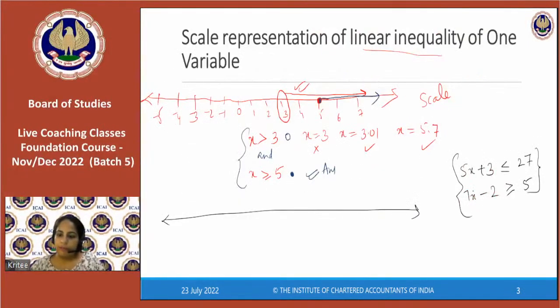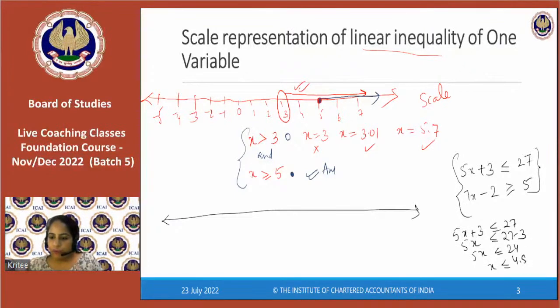So here, I'm giving you a question: 5x plus 3 to be less than or equal to 27. If I have to solve this, I'll solve 5x plus 3 less than or equal to 27. This 3 is plus here, so when it goes to the other side, it becomes minus 3. So 5x is less than or equal to 27 minus 3, which is 24. X to be less than or equal to 4.8.